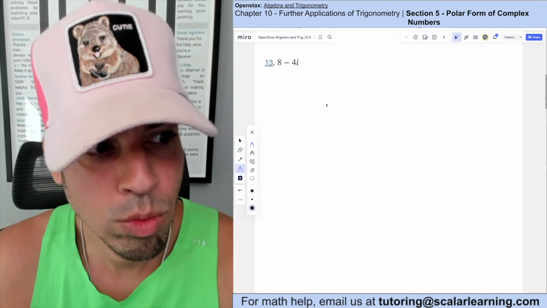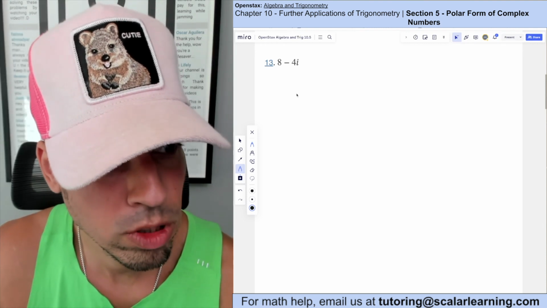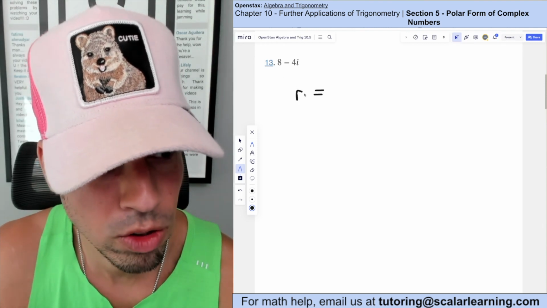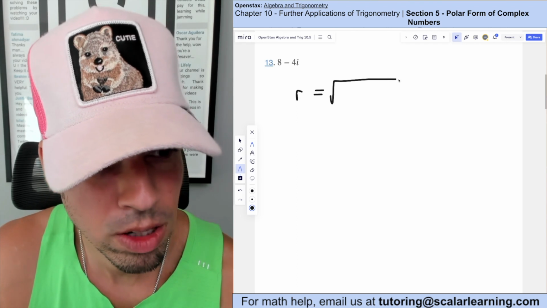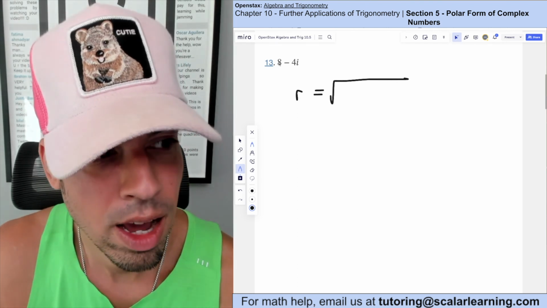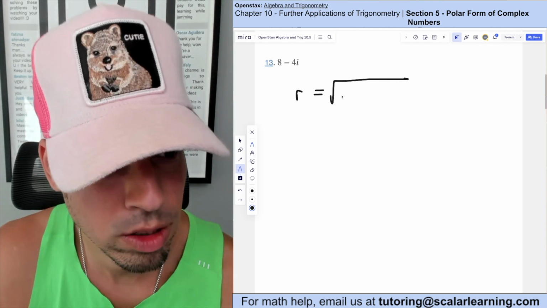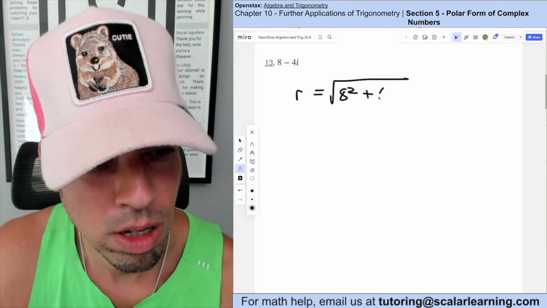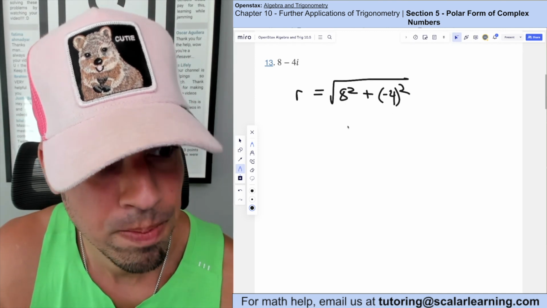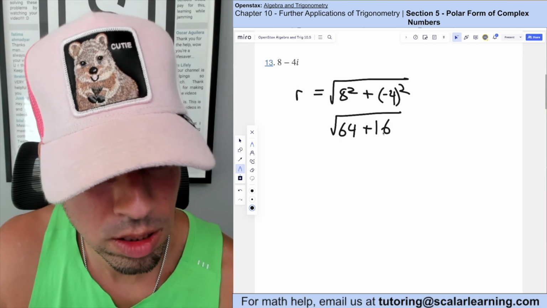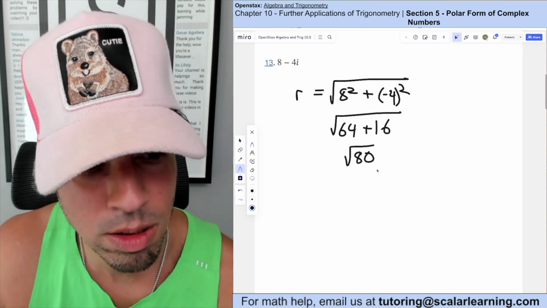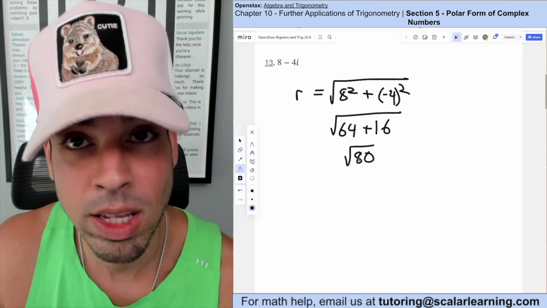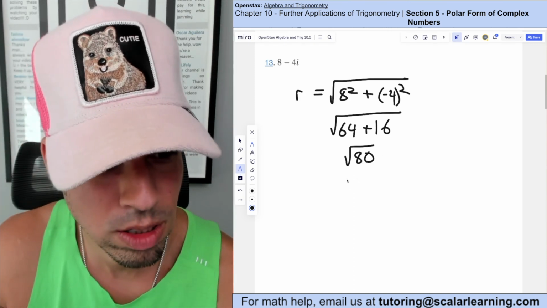Done. So for this one, we're going to write it in polar form. So the first thing I'm going to do is figure out my r value. And the r value can be figured out by taking the square root of, again, x squared plus y squared. All right, so we got 8 squared plus, and then we could say -4 squared, and that's 64 plus 16, which is the square root of 80. So we can simplify that a little bit because I know that 80 is 5 times 16, square root of 16 is 4.